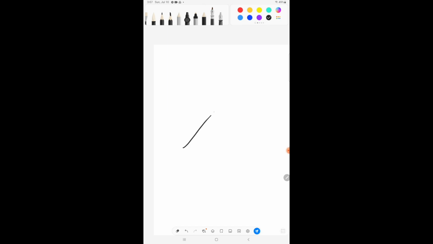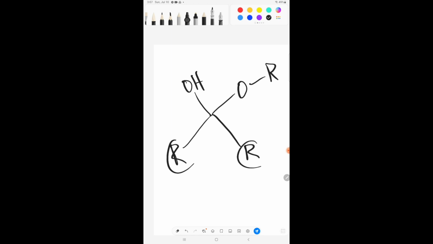Okay, a hemiacetal. Looks like this. These are like carbons, right? This is like a carbon, right? So this is kind of an ether. This is an ether. If you really look at it, it's carbon, oxygen, carbon. And then we have a hydroxyl group here. So this whole thing is called a hemiacetal.